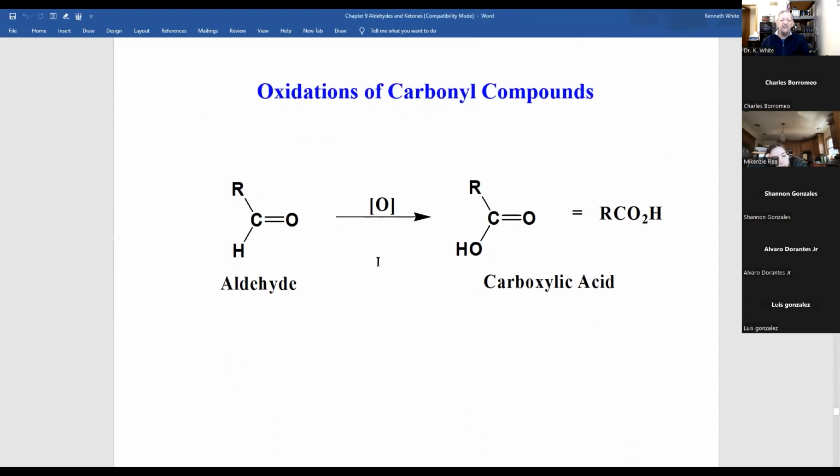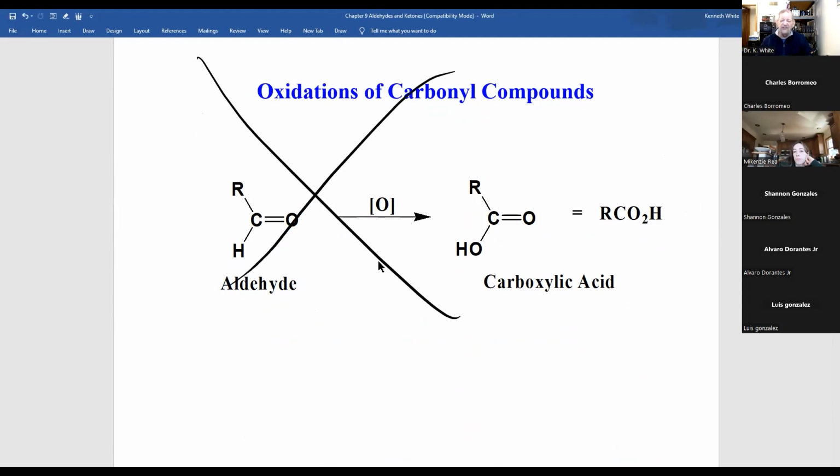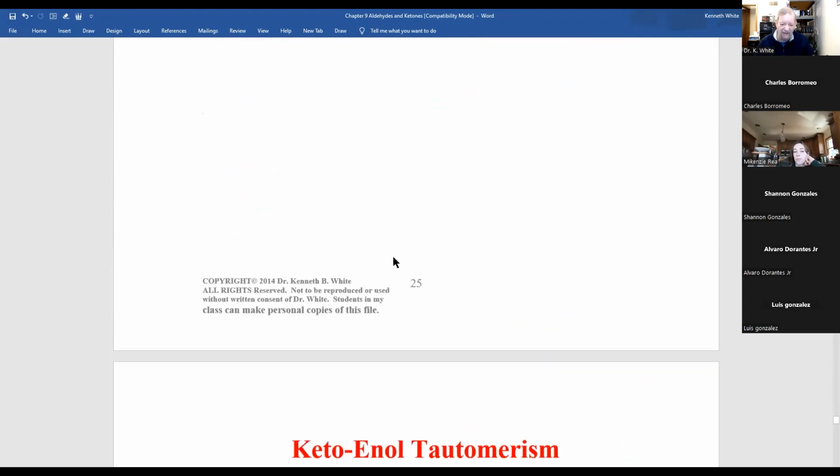All right, everybody see oxidation of carbonyl compounds on your screen? I'm cutting that out. That will not be on test 2, it'll be on test 3. So this will not be on test 2. I should have taken it out, I forgot.